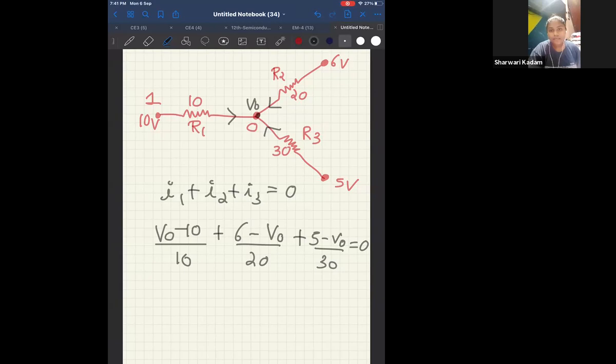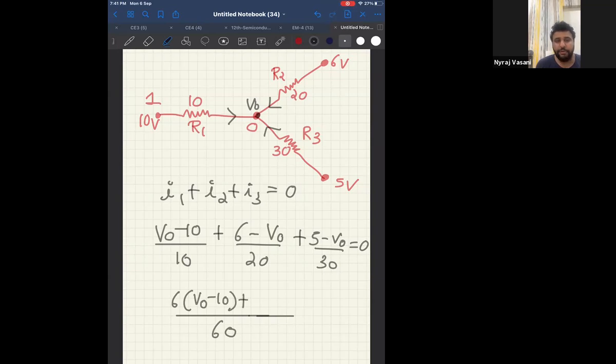LCM? Okay. So the LCM of 10, 20, and 30 is 60. Any number below 60 possible? Not possible, correct? So can I say 60 is our LCM? So 10 into 6 is 60. 6 into V0 minus 10, plus 20 into 3 is 60. Therefore, 3 into 6 minus V0, plus 30 into 2 is 60, 5 minus V0 equal to 0.